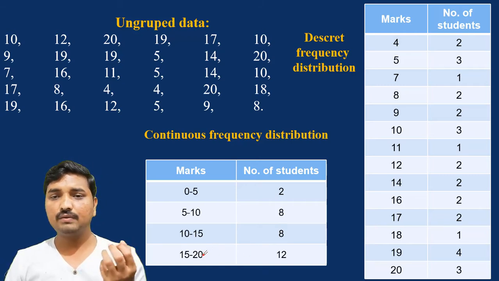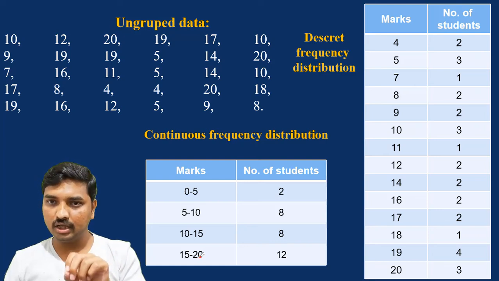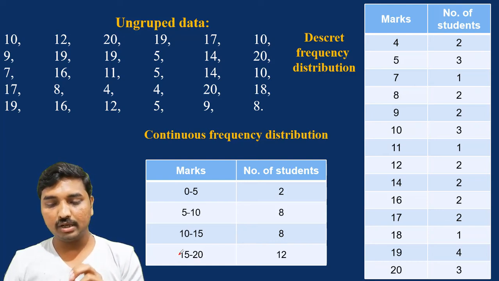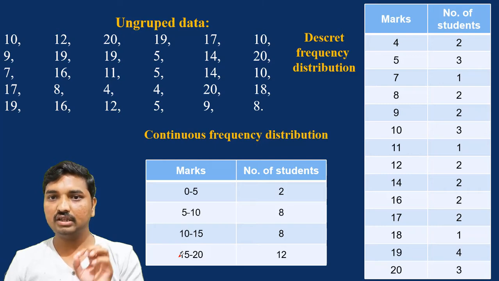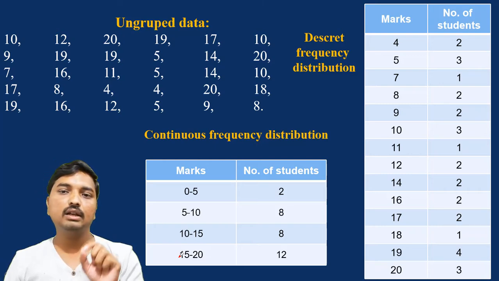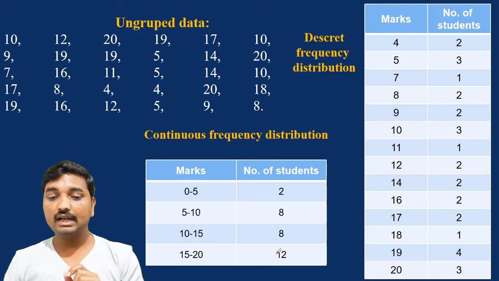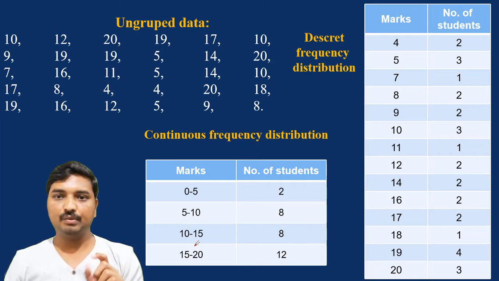And the last one, 15 to 20. Now you need to include 20 here also, because there is no next class interval. That's why, if the student secured 20 marks, you need to include him in this group only. So here you need to include 15 or 16, 17, 18, 19 and also 20. So here there are totally 12 students whose marks come in this range. And it is called continuous frequency distribution.